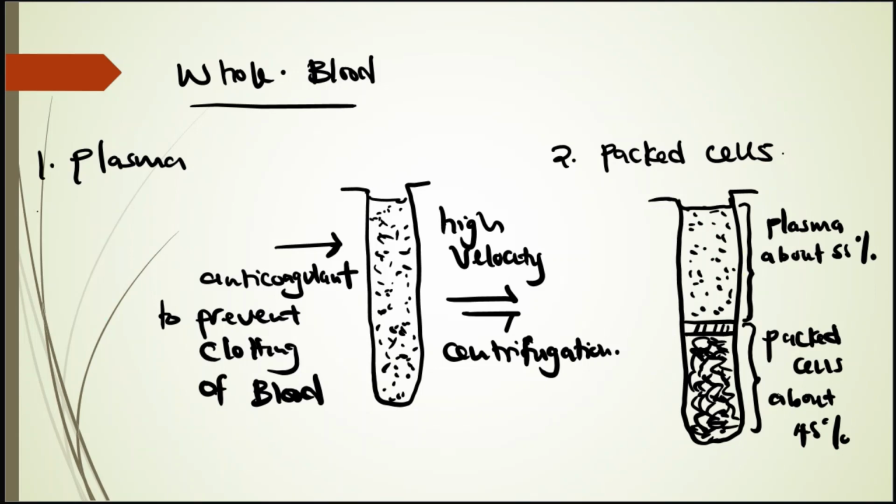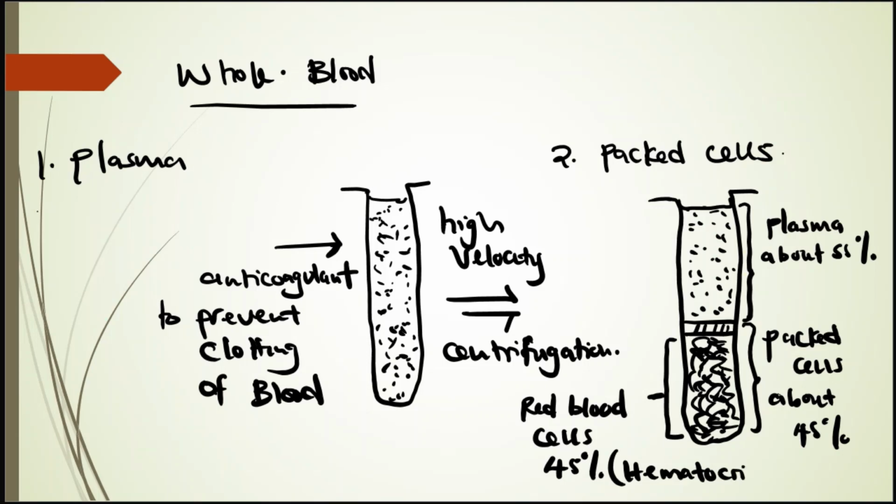Now, what you're going to notice is that most of the packed cells here are actually red blood cells. The red blood cells will make the bulk of the packed cells. Red blood cells make up 45% of the blood. The amount of red blood cells in the blood is what we call hematocrit.